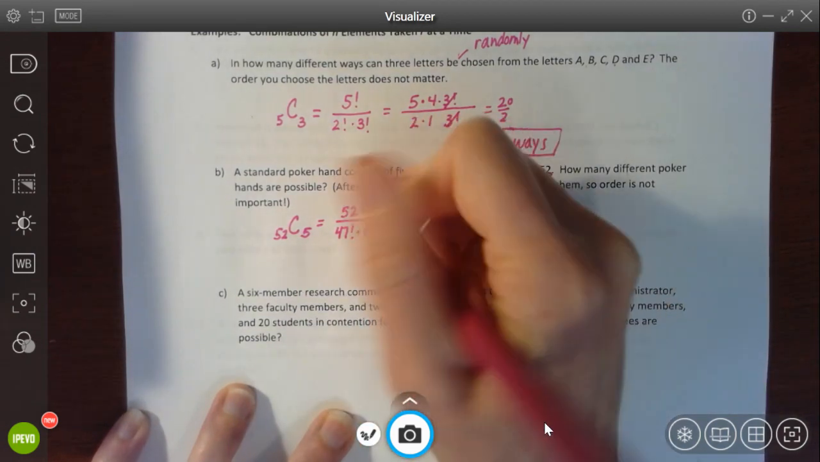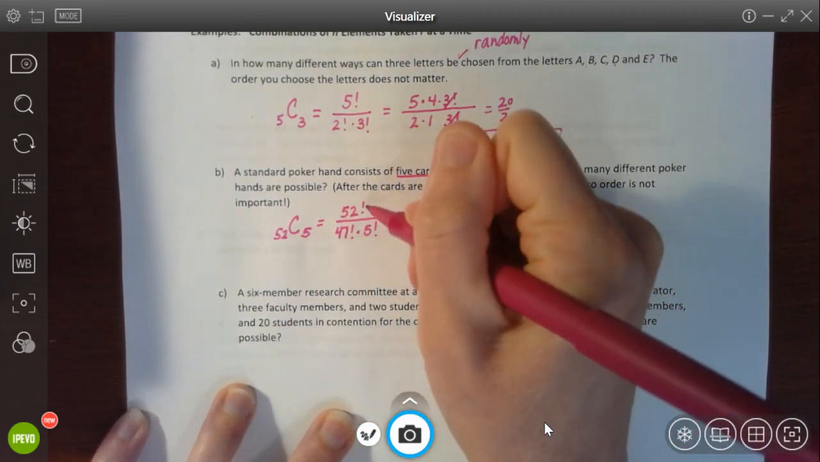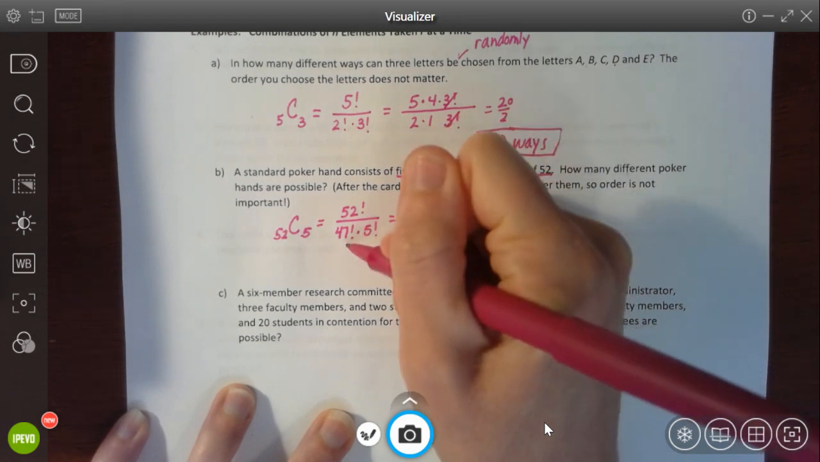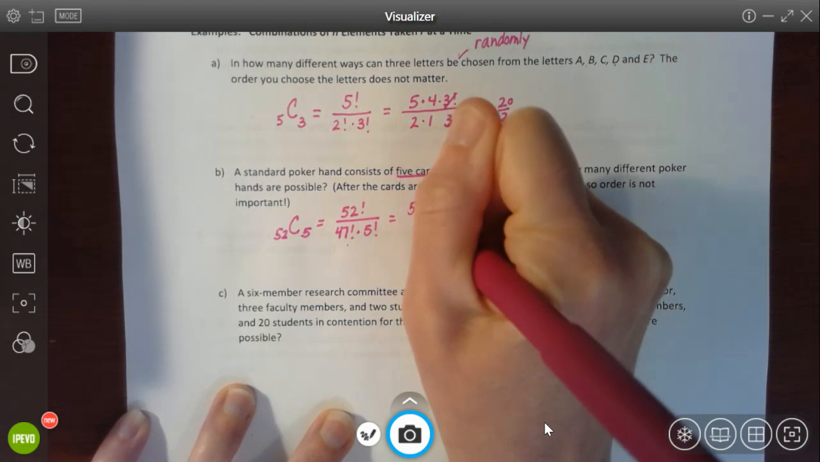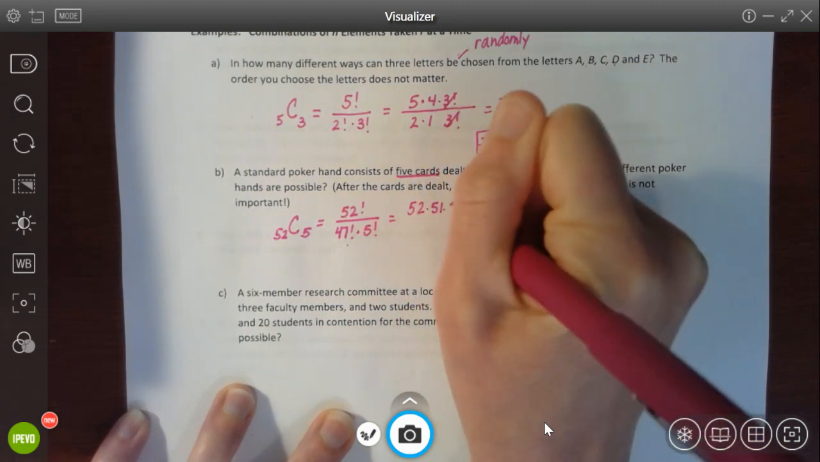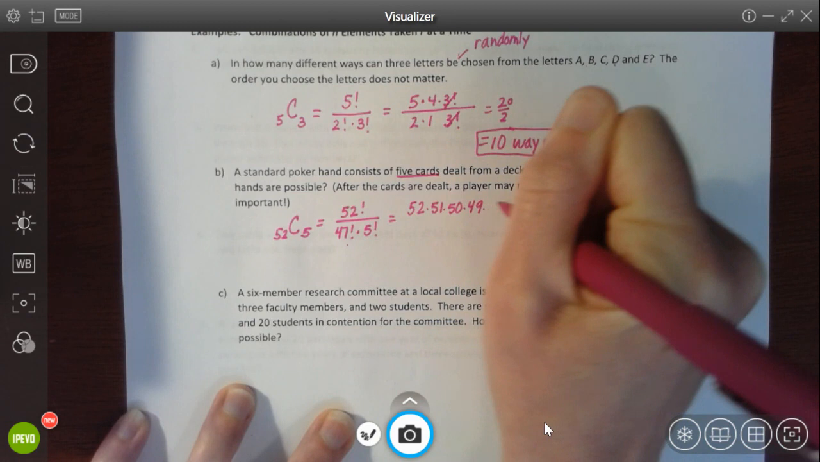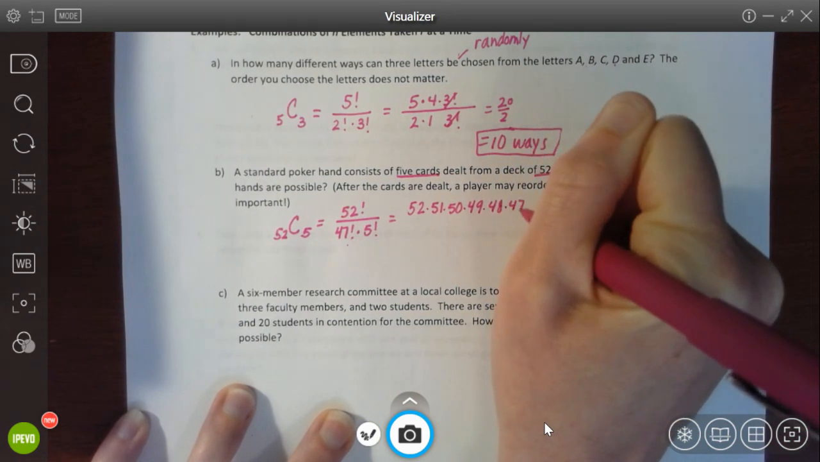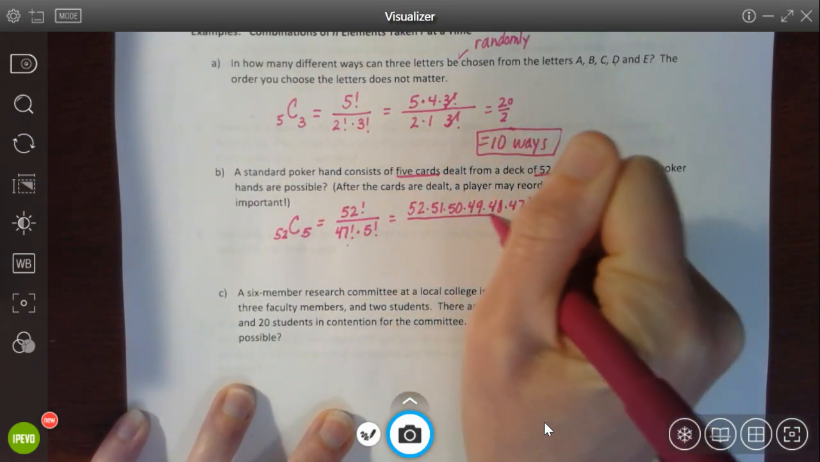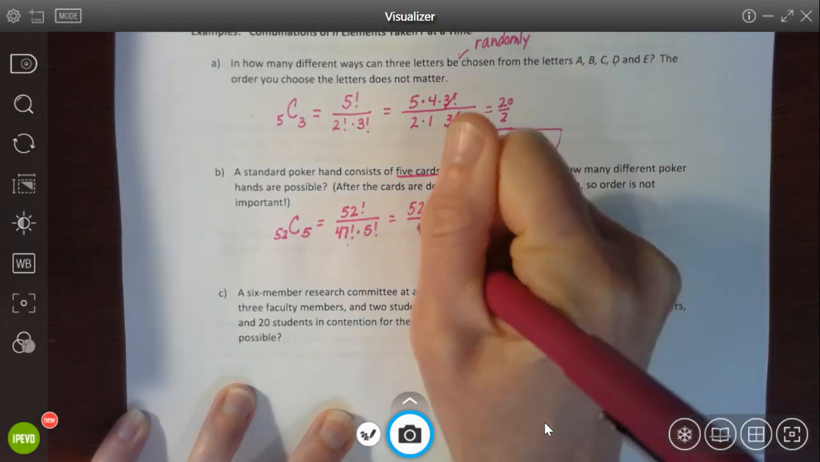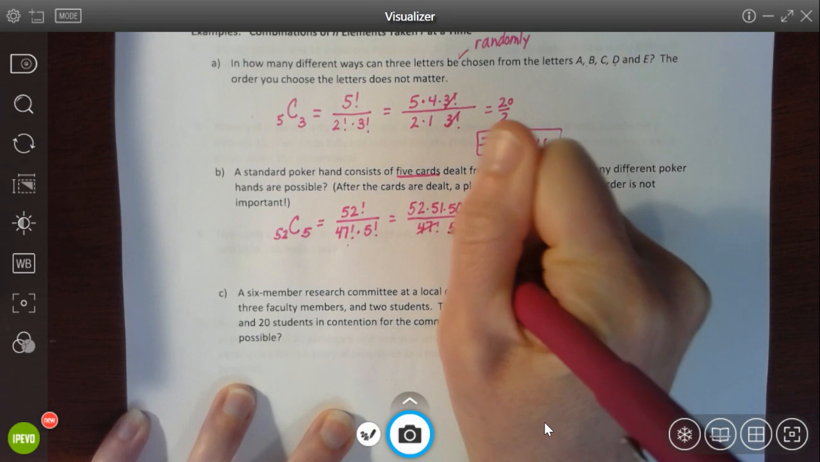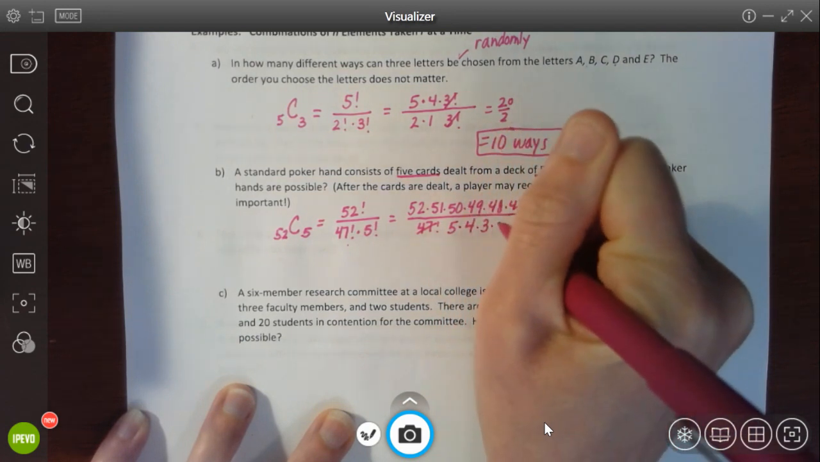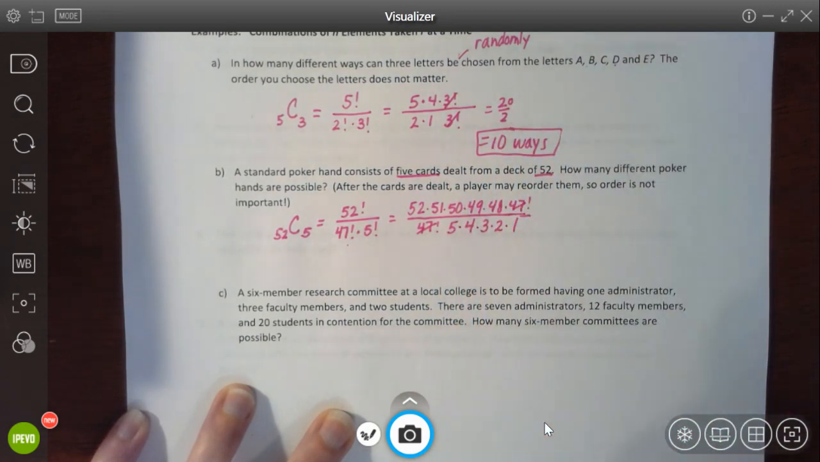Again, I'm going to expand the larger factorial, in this case the 52, until I get to that larger factorial in my denominator of 47 factorial. So I'm going to take 52 times 51 times 50 times 49 times 48 times 47 factorial. That's going to match up with that 47 factorial down there. And then I'm going to expand the 5 factorial as 5 times 4 times 3 times 2 times 1.